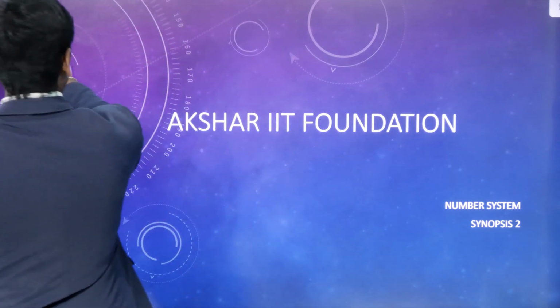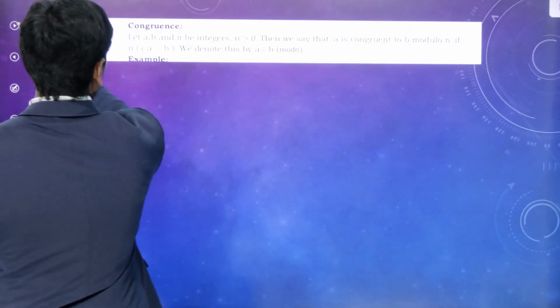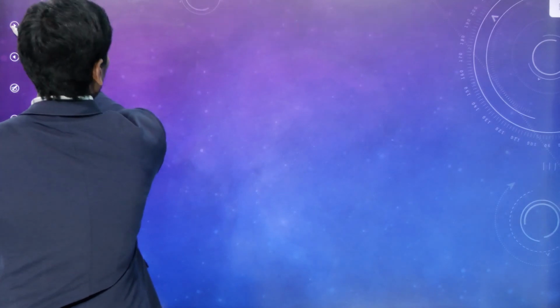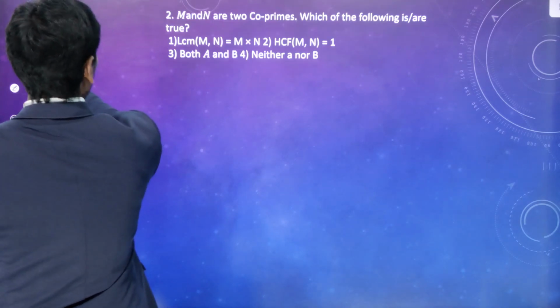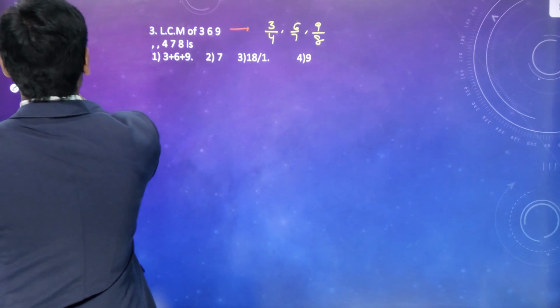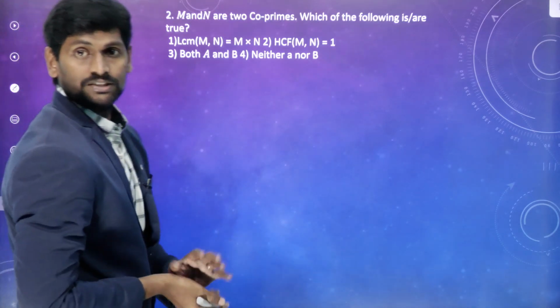So previous class we have started the exercise topics, right? So congruent rule, Fermat's rule, Wilson rule, we have all discussed that. So let us check the problems in exercise. Yeah, divisibility rules are also completed. Right. So yesterday we discussed this problem, right?